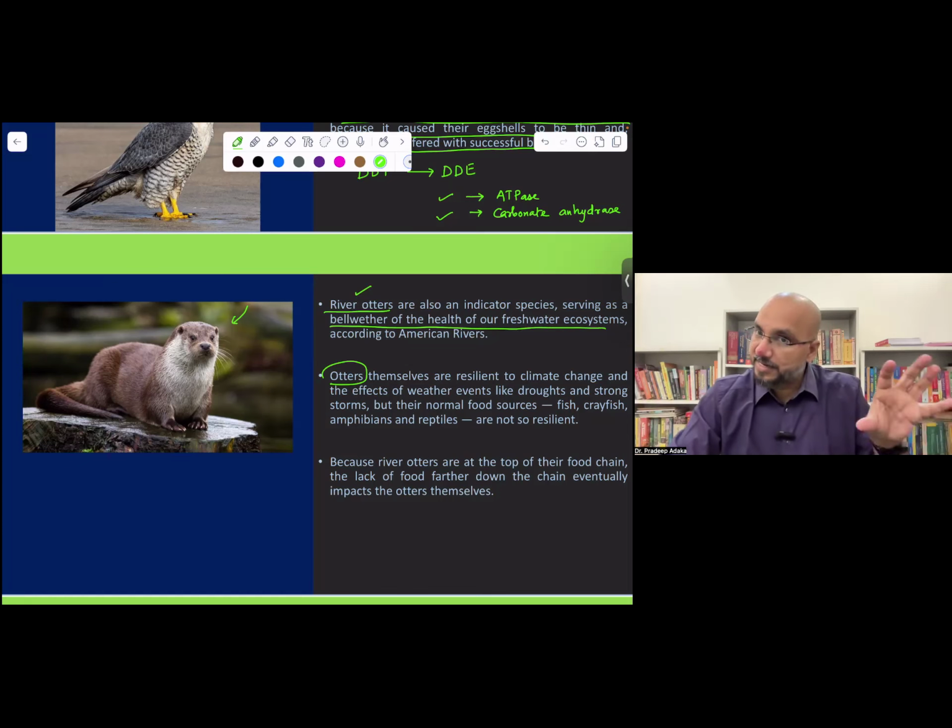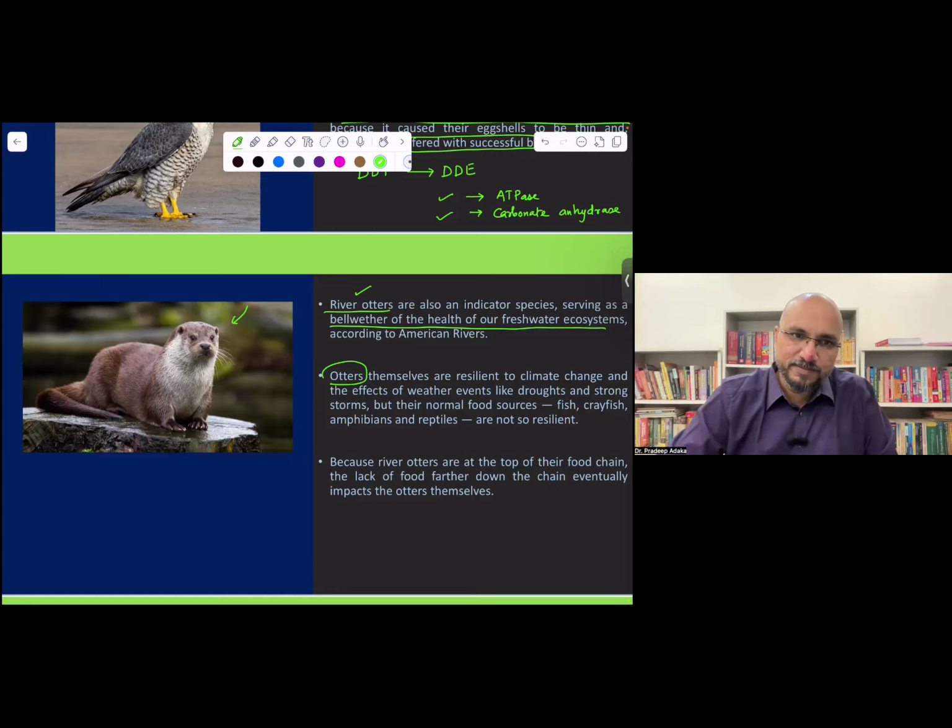Otters themselves are resilient, but their food, the fish, the crabs, the shellfish, the reptiles, the amphibians, once they disappear, the otter population will also decline ultimately. So otters also indicate the health of the water ecosystem. Okay, so those were some of the important concepts, keystone species and invasive species.